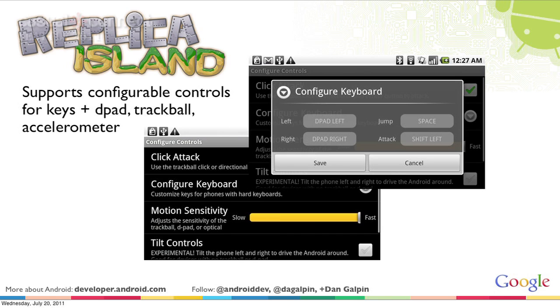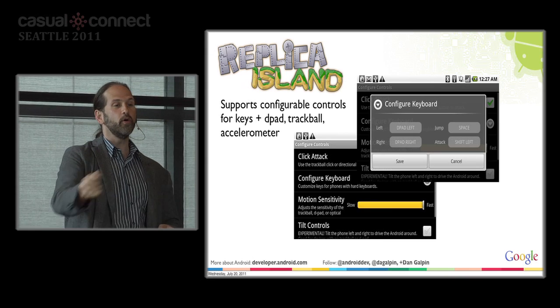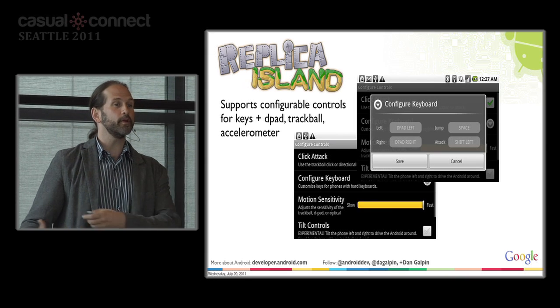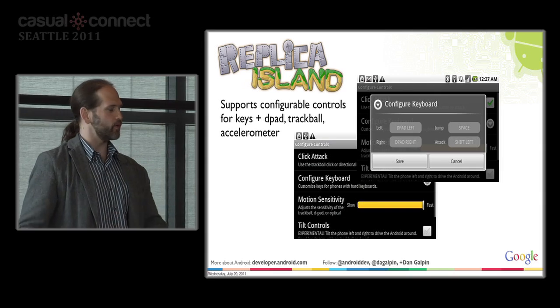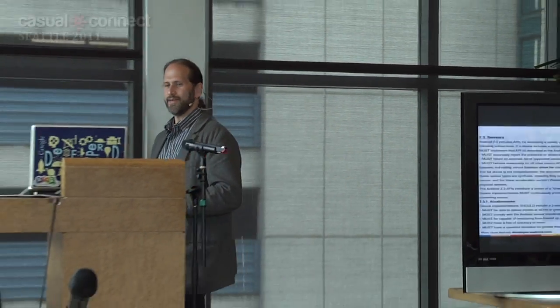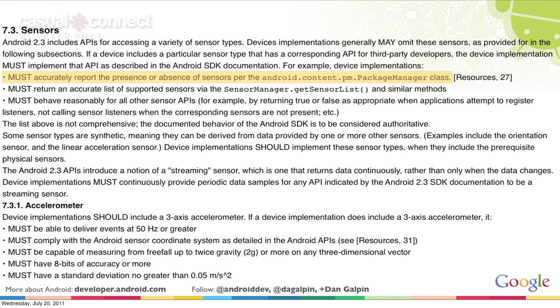Now, Replica Island shipped months and months and months before most of these devices came out. And in fact, it shipped over a year before the Xperia Play shipped with those D-pad controls. But because it was ready with a little configure keyboard dialog, everyone who got those devices was able to immediately configure their device to use the keys they wanted, including all that D-pad that's built into the Xperia Play. So again, none of this stuff is hard yet.